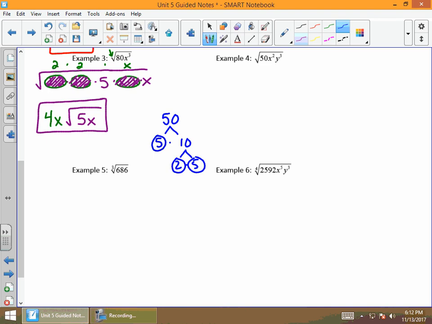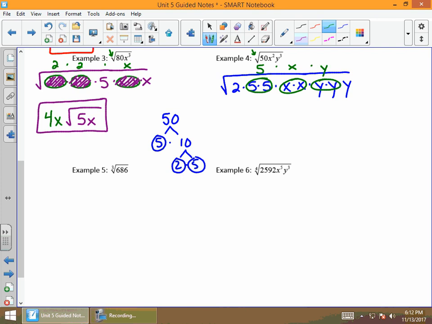They're both prime. So when I rewrite my radical, 50 is a 2, 2 5's, then I have x squared, so 2 x's, 3 y's. Check my index. My index here is a 2, so I need groups of 2. So there's a pair of 5's. There's a pair of x's. There's a pair of y's.